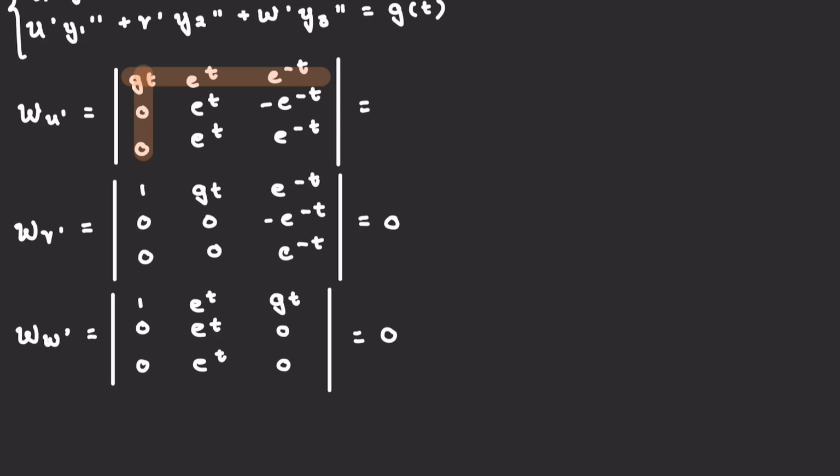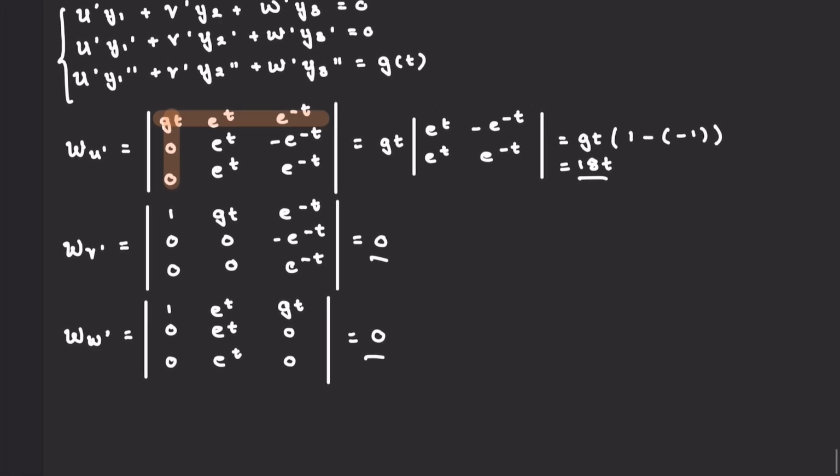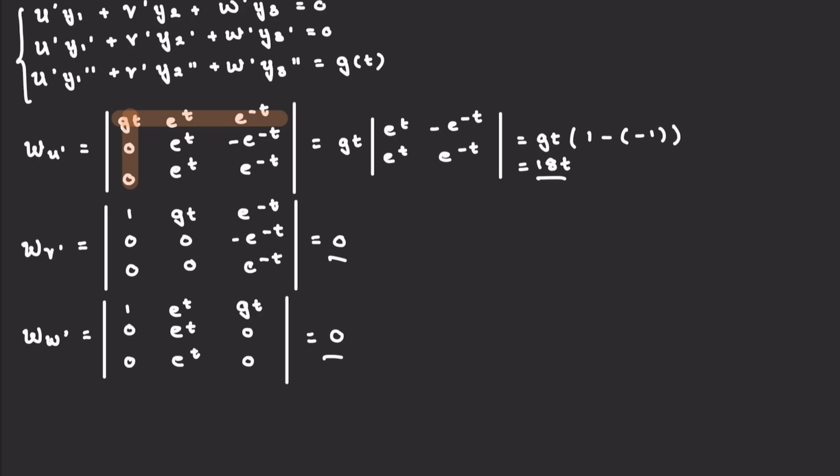And so by doing it, we will get 90 times the determinant of e to the t, negative e to the negative t, e to the t, e to the negative t. And we don't need to write down both of the other determinants in the next part, because 0 times the determinant is just 0. And so we have here 90 times e to the t times e to the negative t, which is just e to the 0, 1 minus negative 1. And so we will get here 18t. And so we have all the values for our Wronskians for u prime, v prime, and w prime.